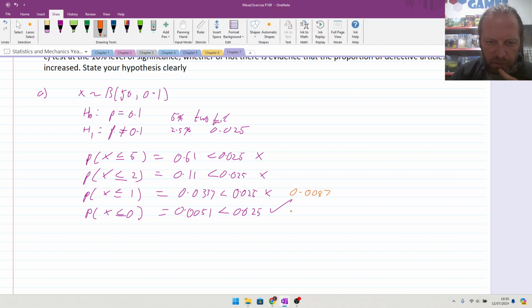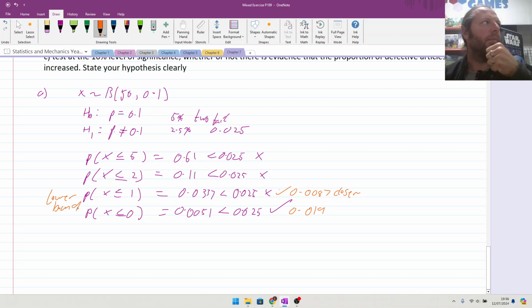Whereas when you do the difference on these two here, the answer is 0.025 take away 0.0051, it's 0.0199. So 1% versus 0.8%, closer. So although this one of X being less than or equal to 0 is correct, this one is closer. So I am going to be taking that as my lower bound for my critical region.